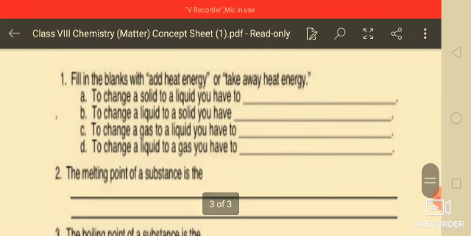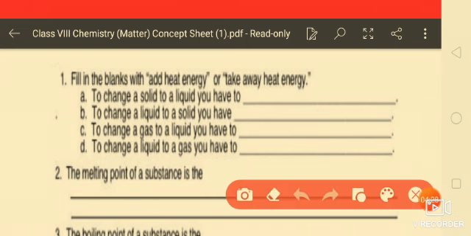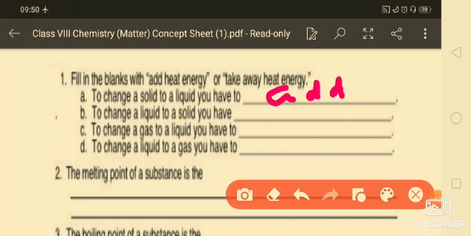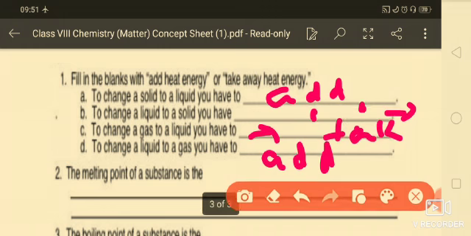Okay, now the next one is to fill in the blanks with add energy or take energy. That means these are exothermic or endothermic changes. To change a solid to a liquid you have to add energy. To change a liquid to a solid you have to take energy. Second, take energy, and third, to change a gas into a liquid, when a gas changes into liquid you will take energy. Second and third are both the same. And D, to change a liquid into gas you have to add energy.